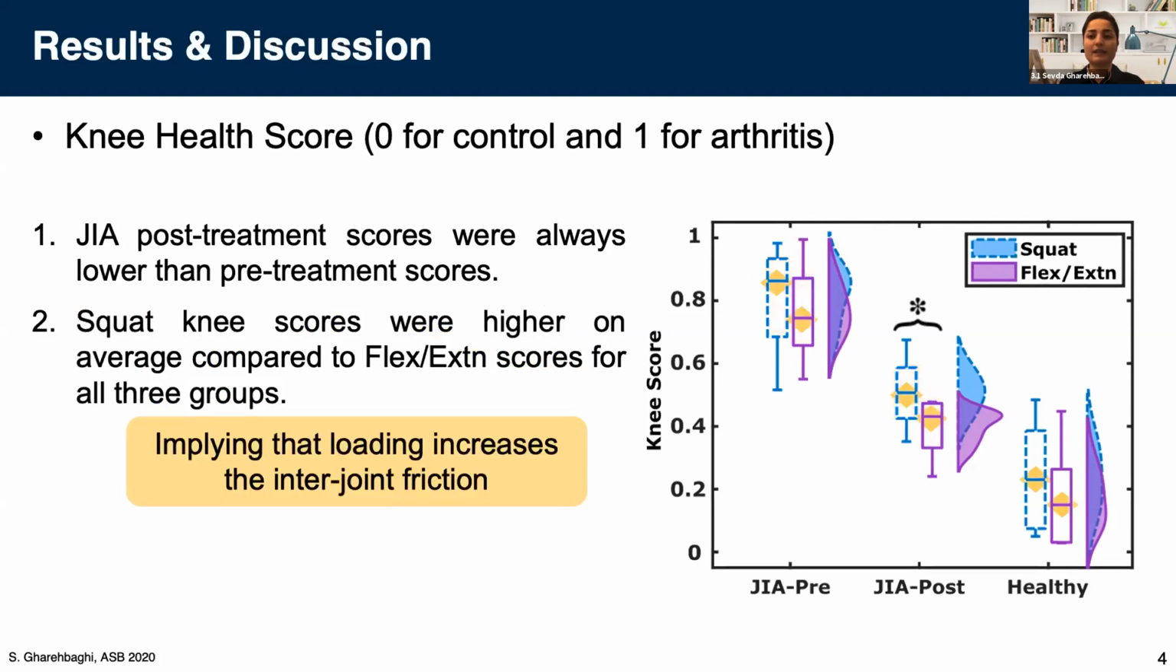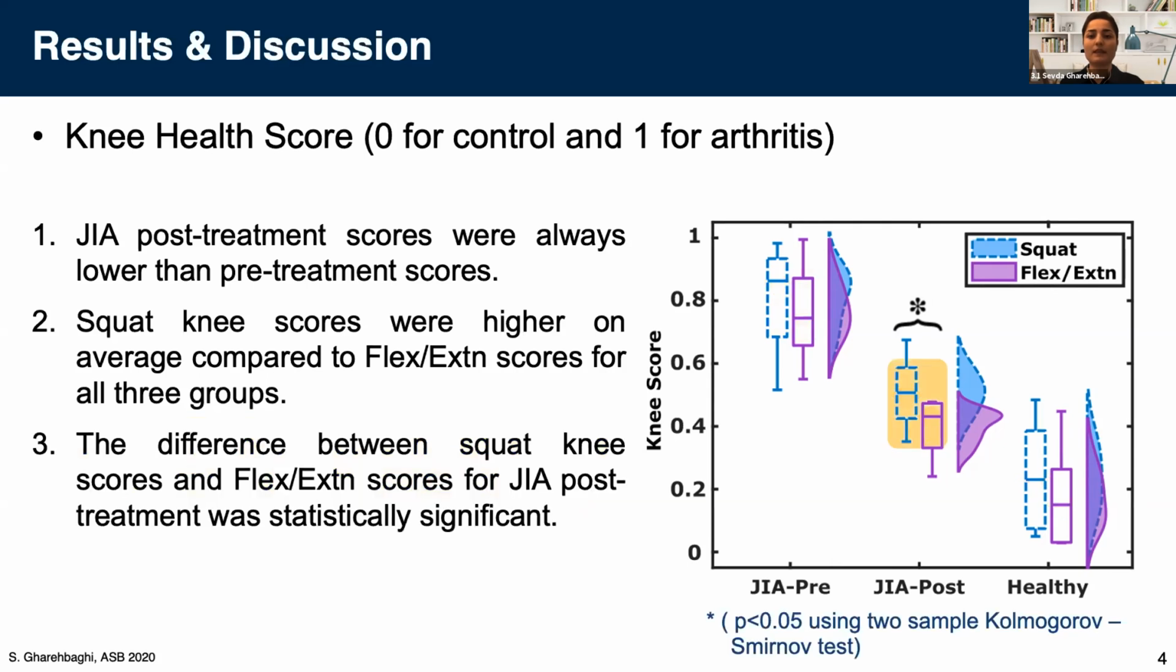The main takeaway is that the scores on average for squats in blue are higher than flexion extension in purple. This implies that loading increases the intra-joint friction, which is reflected as the higher scores in loaded squats. Another interesting result is that the difference between squat knee scores and flexion extension scores for the JIA post-treatment group was statistically significant.